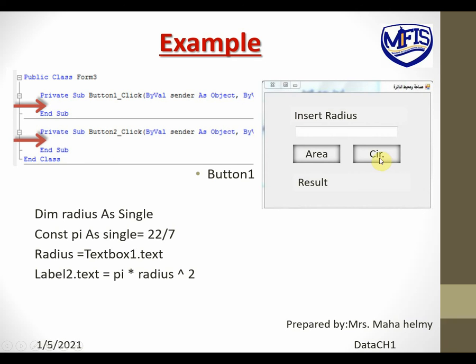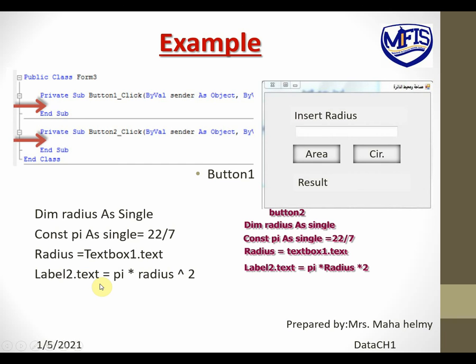But keep in mind, dear students, to do this, we will have to write these two codes again: Dim radius As Single, Const pi As Single = 22/7, and then we will take the radius value from TextBox1.Text, but in the last code, instead of the rule of the area, we will put the rule of the circumference. But here we have a problem. We have written the codes twice. Is there any possible way that we will not write the code many times?